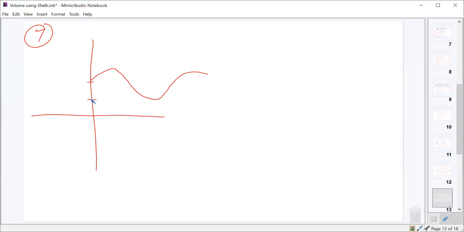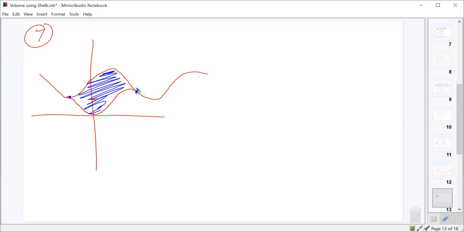1 minus cosine x. That's not looking right. Oh yeah, it should be going up first. So it should be something like that. Some region sort of like that. I think I had a picture on the answer key. It should look something like that. And we're talking about from negative pi over 2 to pi.